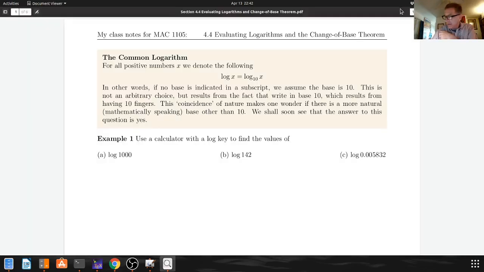Okay, let's go ahead and look at section 4.4, evaluating logarithms and the change of base theorem. There are two really common logarithms that we use. The first one was the logarithm developed by Napier. I mentioned him in the last section. He has a very interesting life.